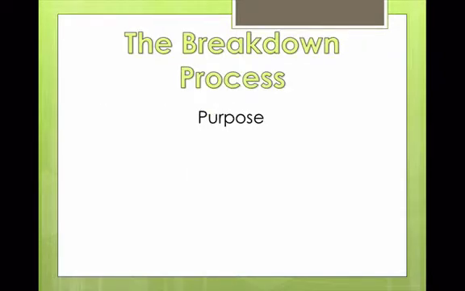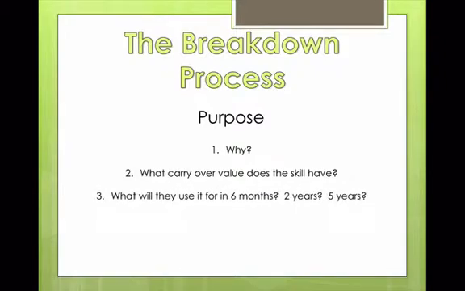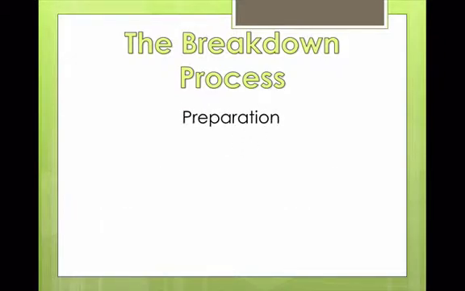So the breakdown process includes, number one, you're going to want to determine the purpose of the skill, why we do that skill, what carryover value that skill has. For instance, a forward roll will lead up to a punch front. You're also going to want to know what they use it for in 6 months, 2 years, and 5 years. It also includes preparation. So in order to prepare for the skill, what are the kids going to have to do? What skill or physical abilities do they need to have to begin this skill?